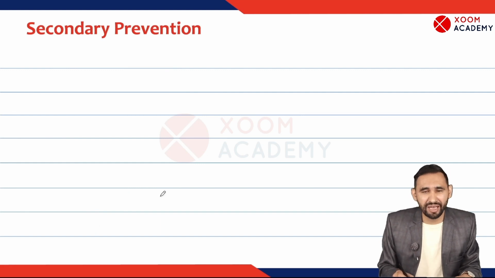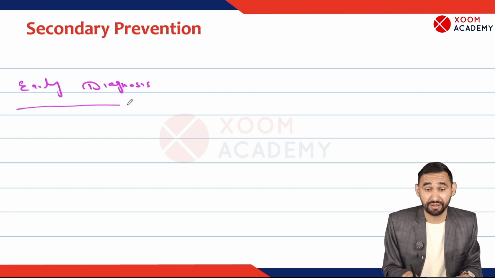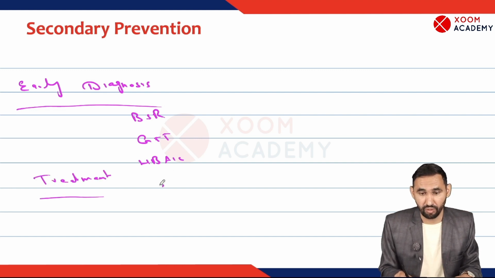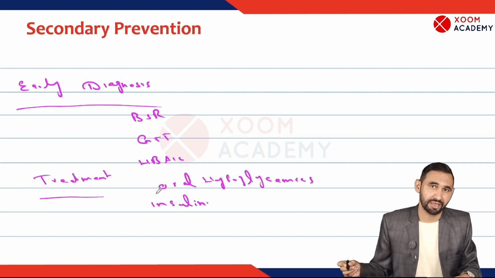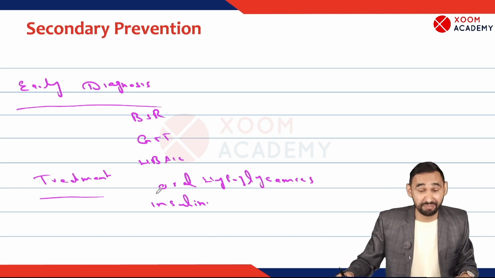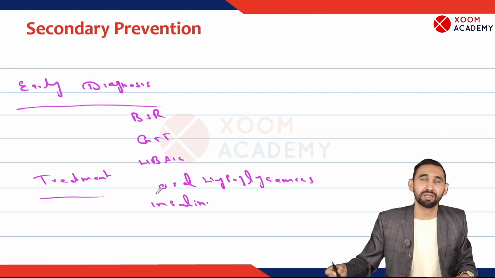What is secondary prevention? We need to diagnose diabetes as early as possible. Why do we need to diagnose? Because diabetes can lead to various complications. How is it diagnosed? By monitoring blood sugar level, by glucose tolerance test, by HbA1c test. Then we need treatment to prevent complications, like oral hypoglycemic drugs and insulin. Oral hypoglycemic drugs are given in type 2 and insulin is usually given in type 1. But if there is uncontrolled diabetes mellitus, we can give insulin to type 2 patients. Treatment is mandatory. Monitoring of treatment is mandatory because there is reduced compliance. People don't take the drugs regularly.